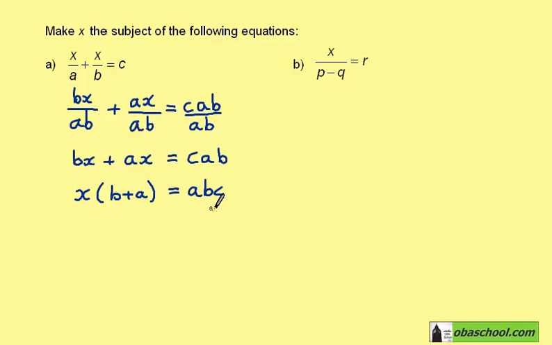Very often, when algebraic quantities are multiplied together, we put them into alphabetical order. This isn't absolutely necessary, and you'll notice that I don't always do it.